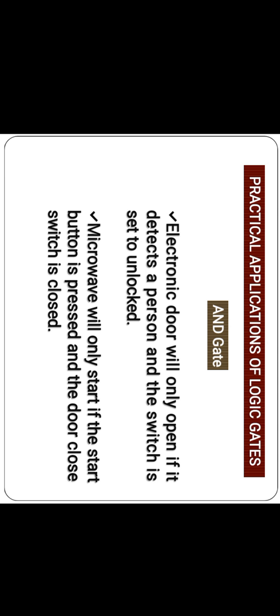Practical applications of logic gates. First gate is AND gate. Electronic door will only open if it detects a person and the switch is set to unlocked. Microwave will only start if the start button is pressed and the door close switch is closed.